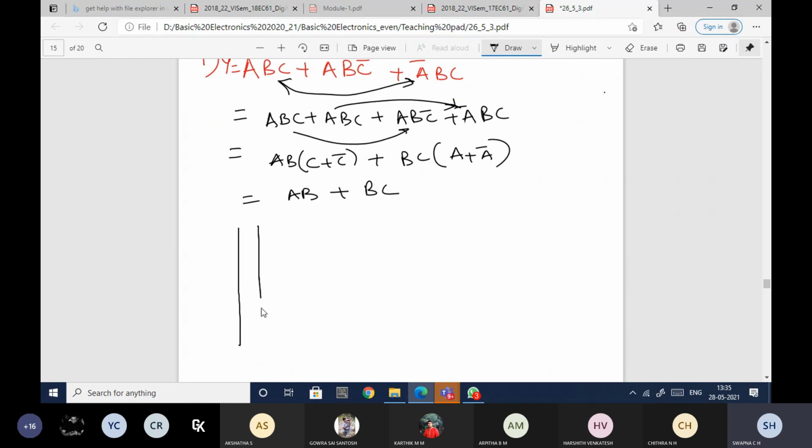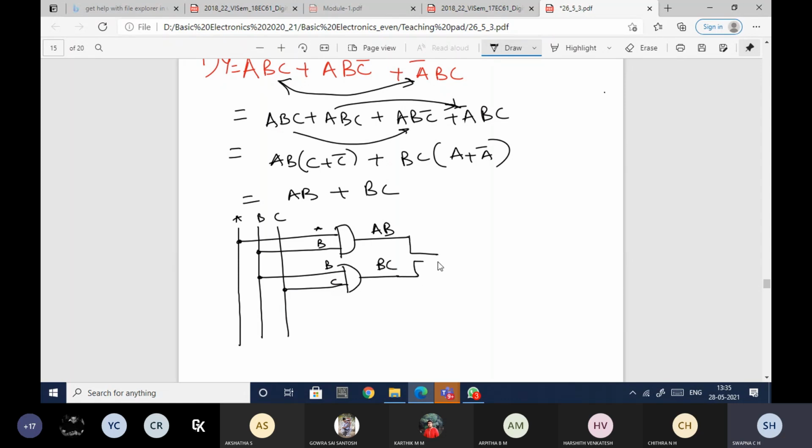I just need the A, B, C lines, I don't need complements. So AB, this is A and this is B, I'll give it to the AND gate, so that my output of the AND gate will be AB. And BC I'll give to the next AND gate. This is B and this is C, so it will be BC. And now I need to have OR operation between these two, so AB plus BC, so I'll give it to the OR gate, so that my output will be equal to AB plus BC, which is nothing but Y. Okay, is this clear?